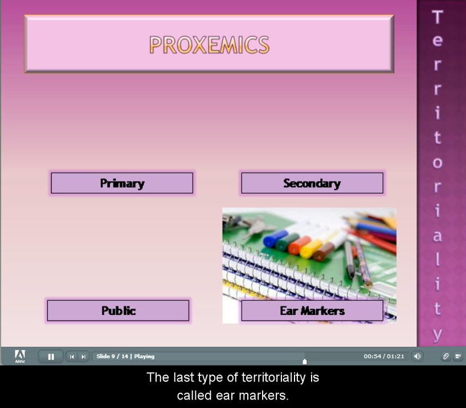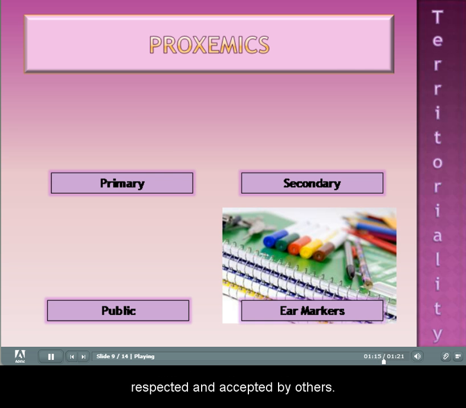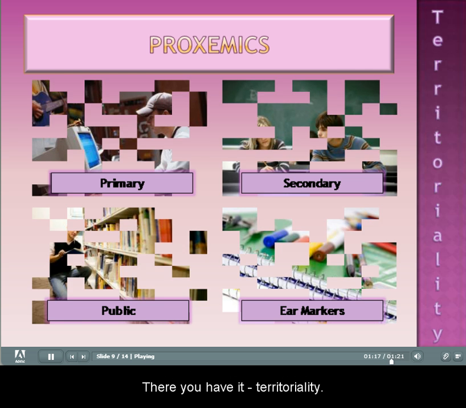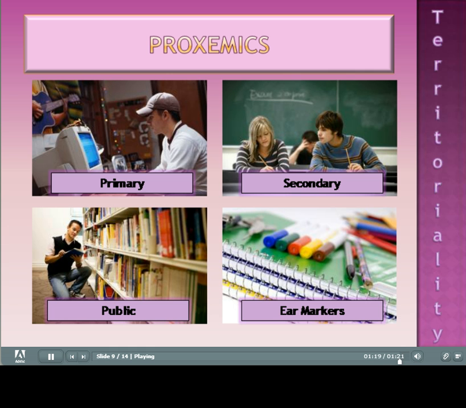The last type of territoriality is called earmarkers. Earmarkers show temporary ownership of a space. Say you come into your classroom and you place your things down on a desk and go get a drink of water before class. The fact that your things are on the desk let others know that the space has already been taken. Earmarkers are not permanent, but are usually respected and accepted by others. There you have it, territoriality.